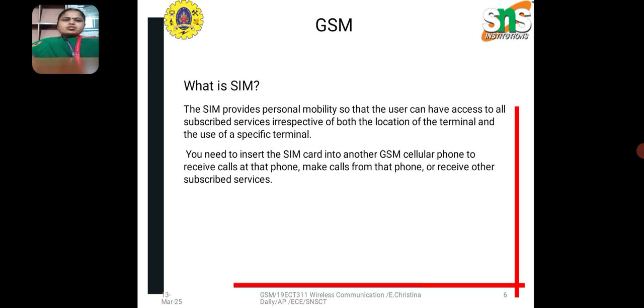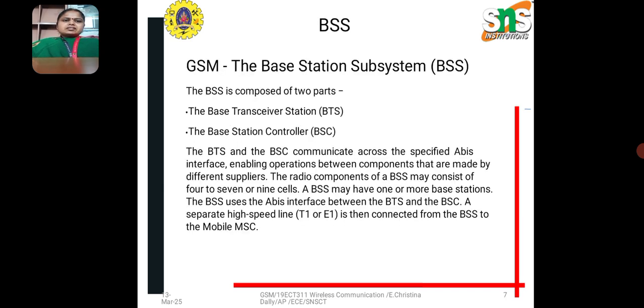The main function of the GSM is the SIM. What do we mean by SIM? It provides personal mobility so that the user can have access to all the services, irrespective of the location of the terminal as well as the specific terminal. Suppose we insert the SIM card into another GSM phone, it is used to make calls and also to receive calls.